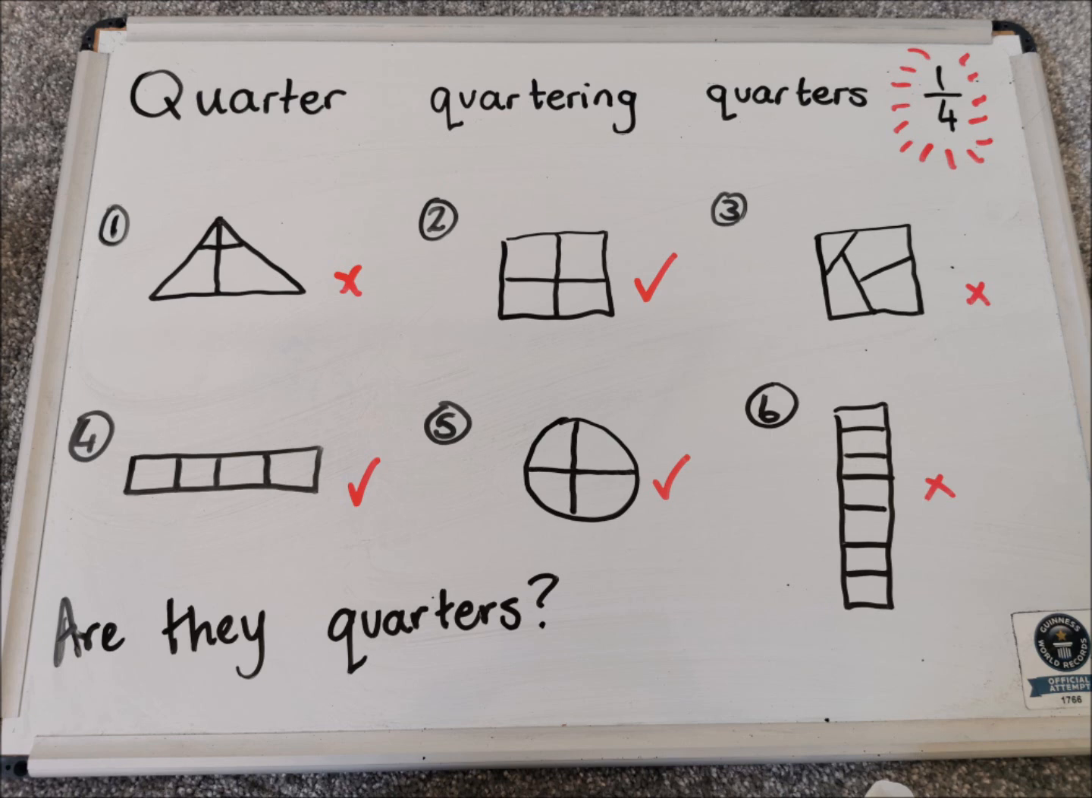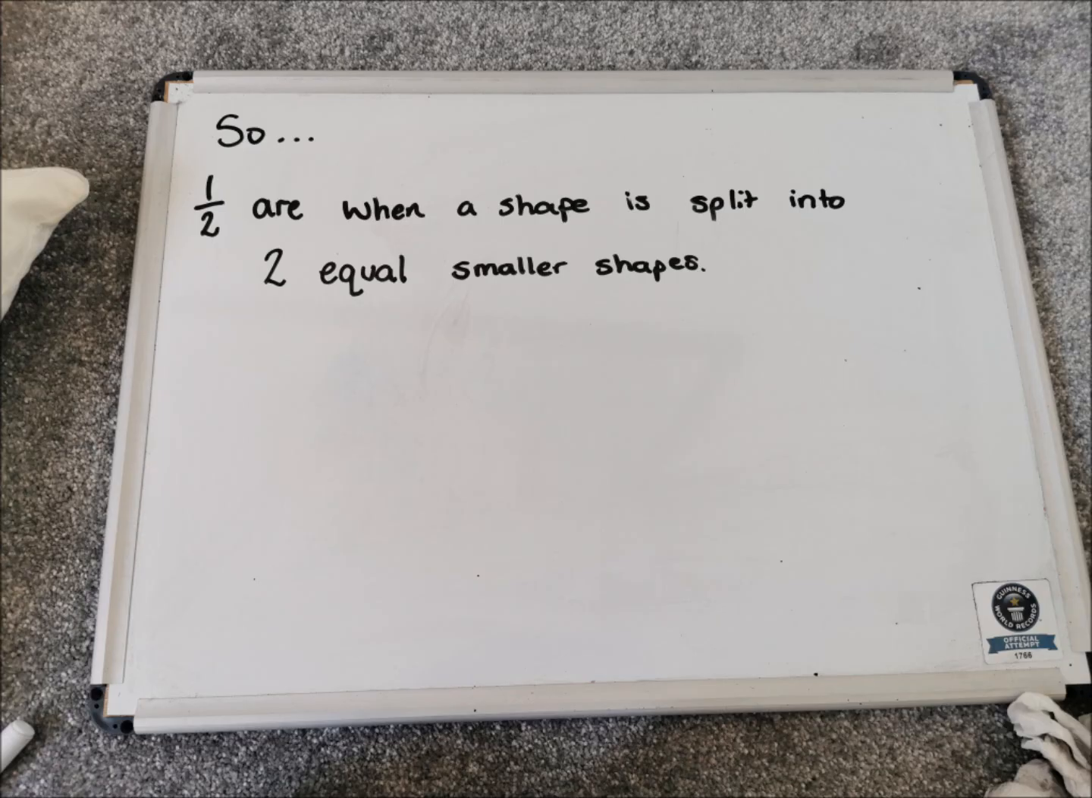Same with number 5, we've got 4 equal sections there. Number 6, not quarters, it's cut into, don't know how many sections, 7 sections I think there, so not quarters at all. So hopefully you got those ones correct. So hopefully by now, let's just have a quick recap. Hopefully by now we're understanding what a half is. So that is when a shape or something is split into 2 equal smaller shapes.